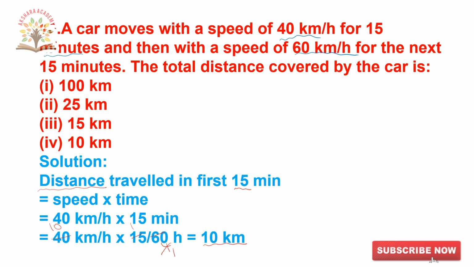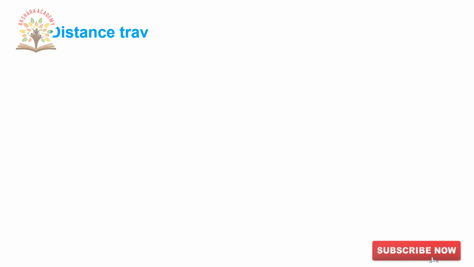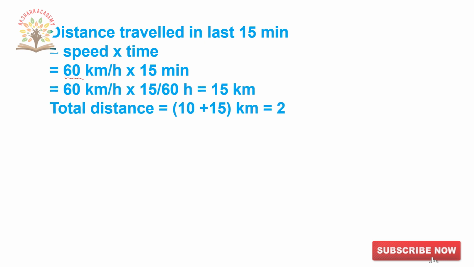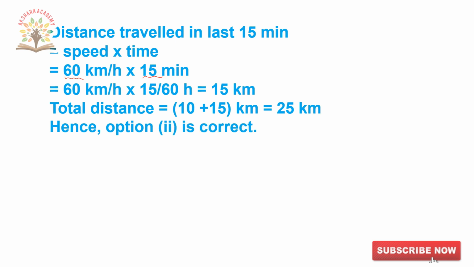Next we will calculate the next 15 minutes. Distance travelled in last 15 minutes is equal to speed into time. Speed they given as 60, time 15, converting into hours 15 by 60. 15 ones are 15, fours are 4, ones are 4, 15s are 15. So here we are getting distance travelled in last 15 minutes as 15 kilometers.